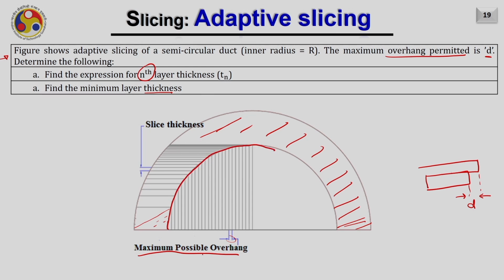To keep the overhanging feature constant, because I can't go beyond this value, the layer thickness will keep on changing. You can easily do that. Just draw the overhang here and correspondingly protrude it upward, here also and here also. So it can be observed that the layer thickness will change. Here it is T1, here it is T2 and so on.